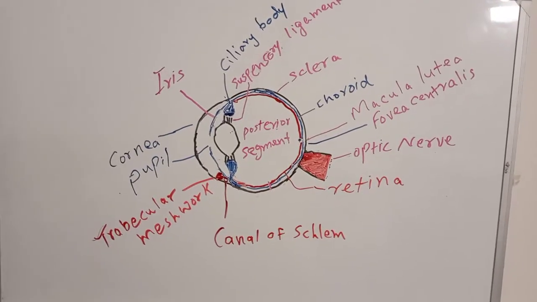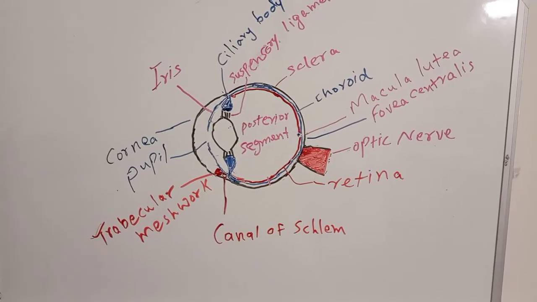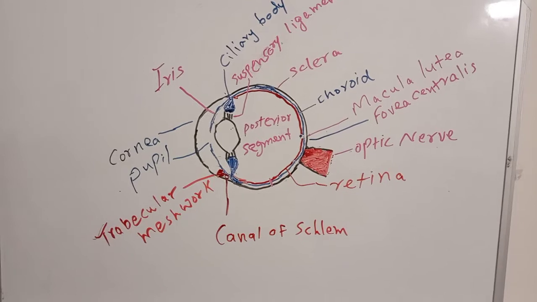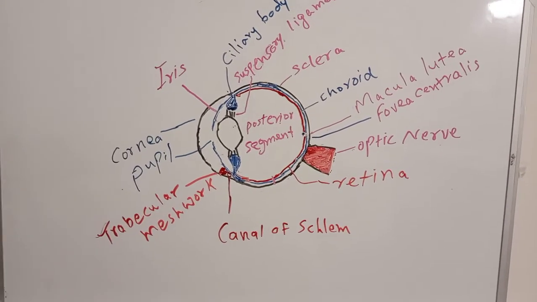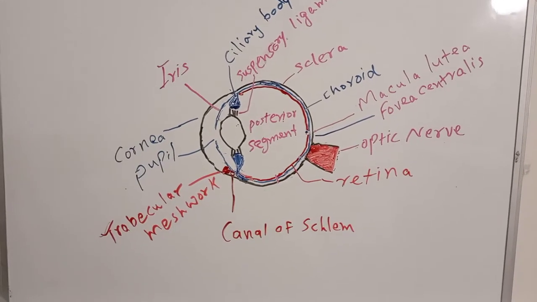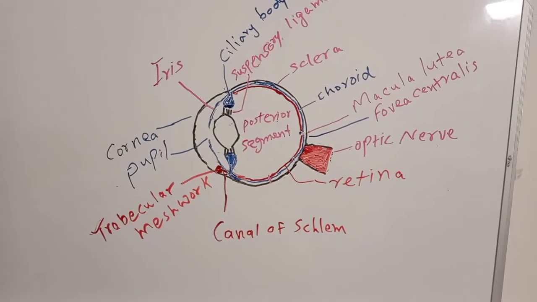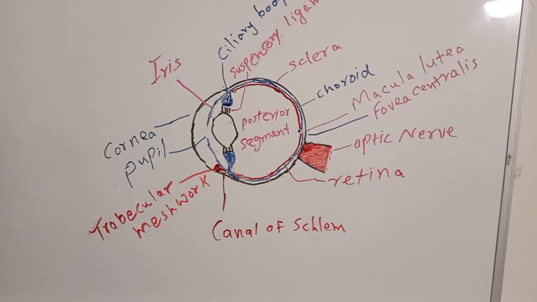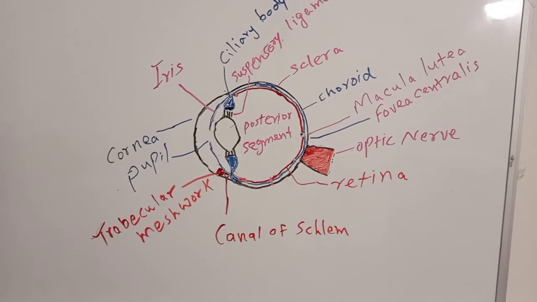But in front of the colored portion, it becomes transparent. That's why we can see the colored iris through it. It is a part of sclera. Sclera becomes transparent in front of the iris. That is known as cornea. Otherwise, this is white in color.